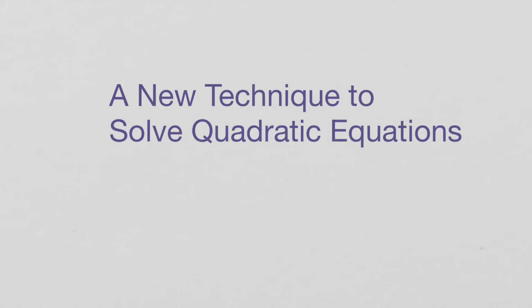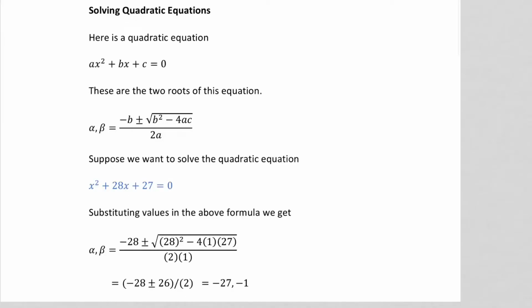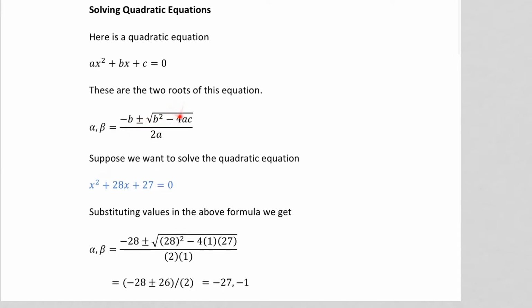In this unit, I will discuss a new technique to solve quadratic equations. This is a standard quadratic equation. Two roots alpha and beta of this equation are given by this expression: minus b plus minus square root of b square minus 4ac, all divided by 2a.